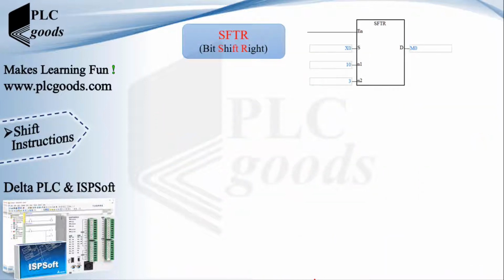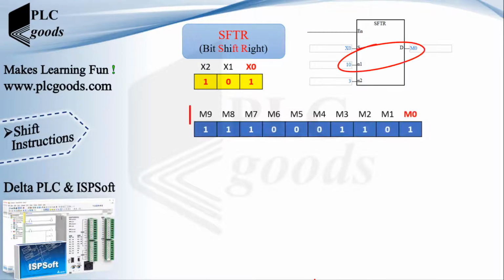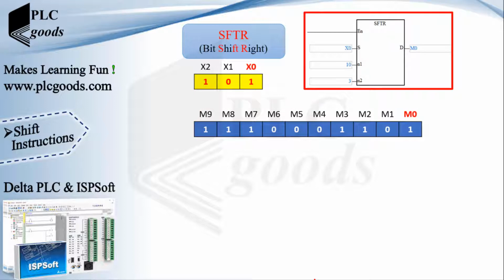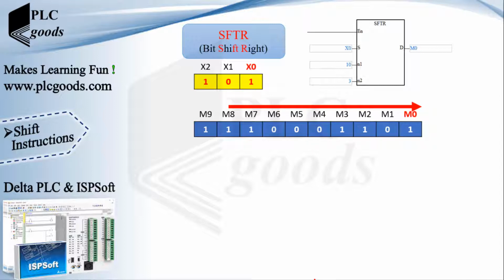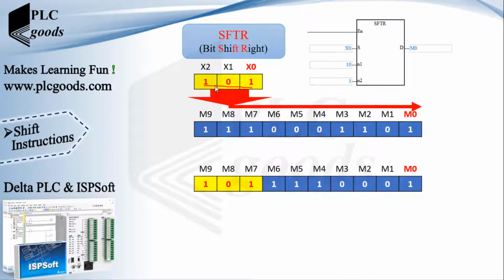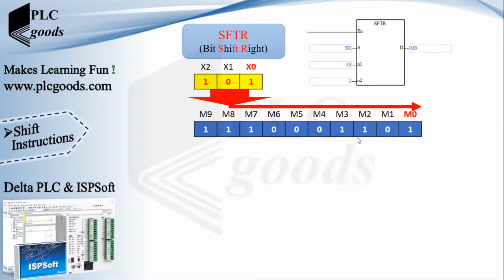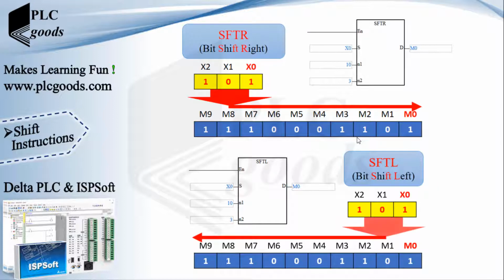Now, let's see how the SFTR instruction works. The first input specifies the first address of a group of bit addresses. Similarly, these items determine a group of bit addresses. Now, if this instruction is executed, first, all bits will be moved to the right side for 3 bits, and then these bits will be used to fill empty bit addresses. So, these bits will be moved here, and also, all bits will be moved to the right side. Note that, in this example, the 3 last bits will be lost. Similarly, the SFTL instruction performs a left shift on the selected bit addresses.